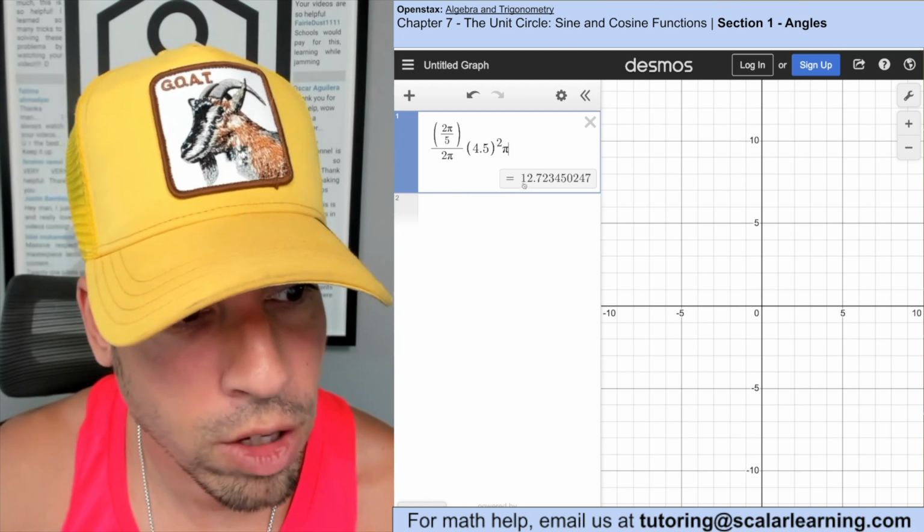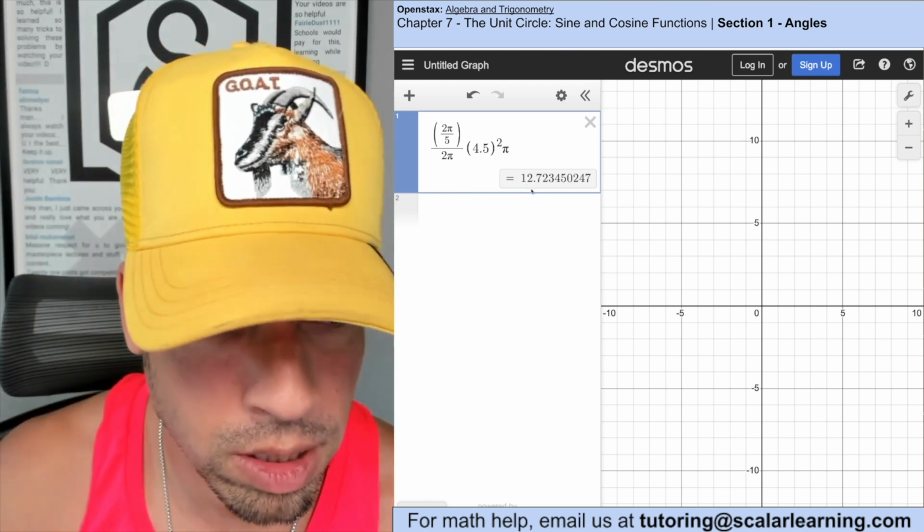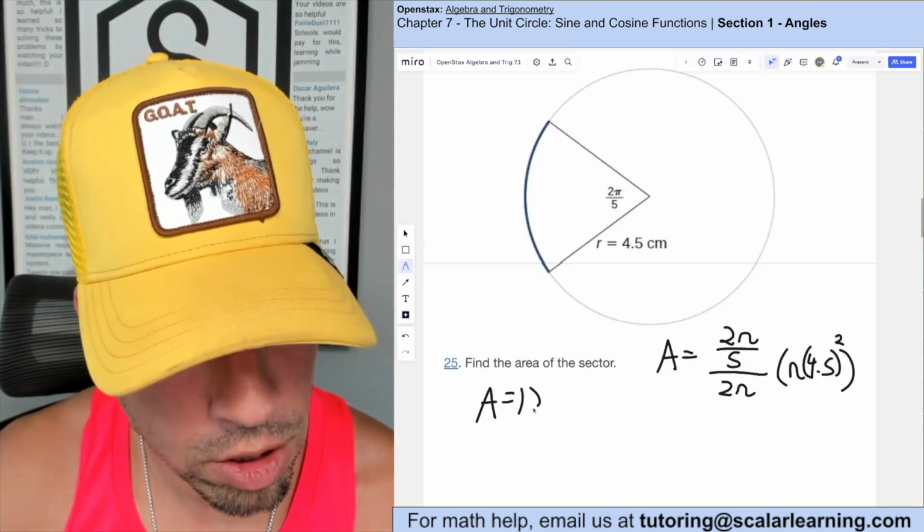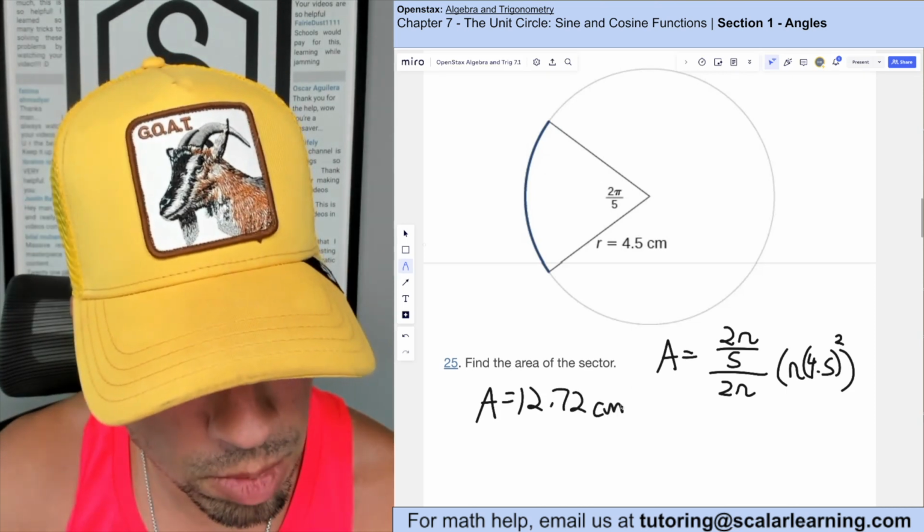So here we get the full value, which approximately becomes 12.72. So the area is, rounded to the nearest hundredth, 12.72 centimeters squared.